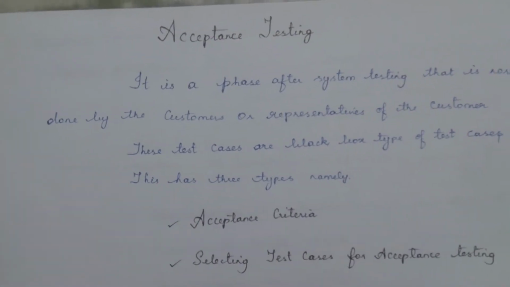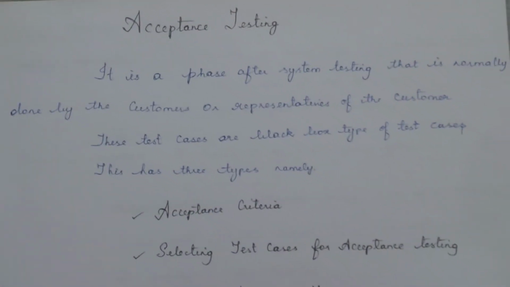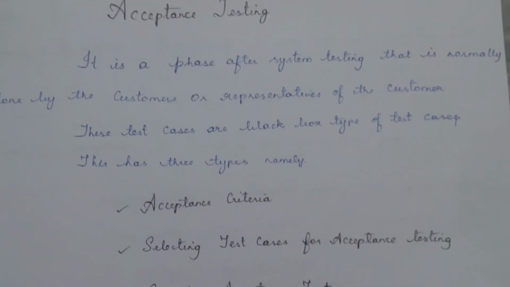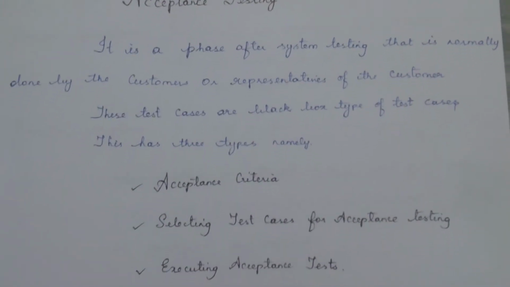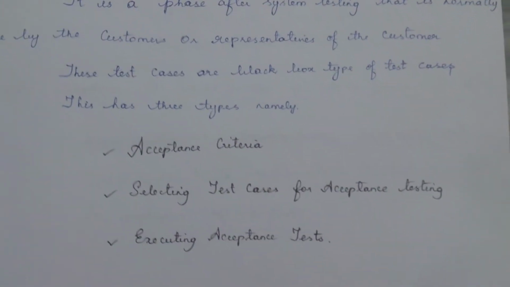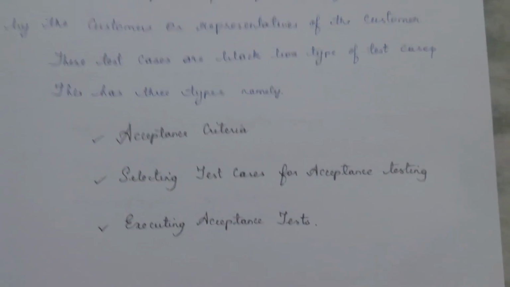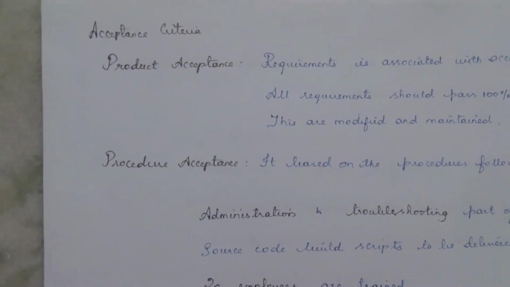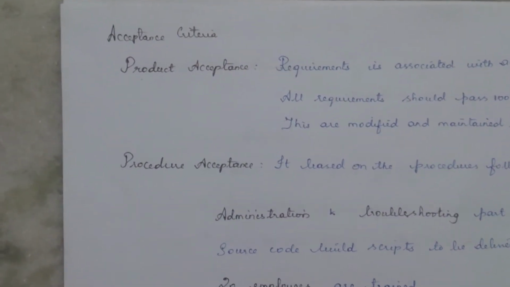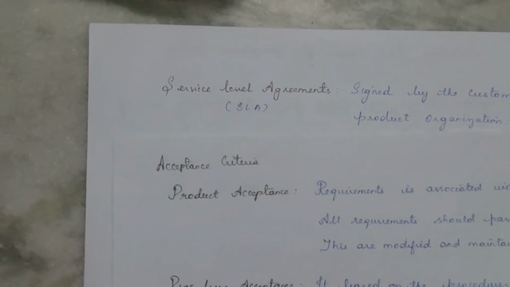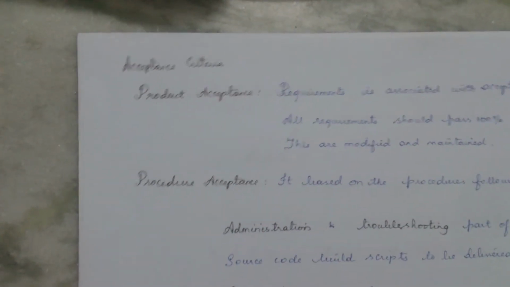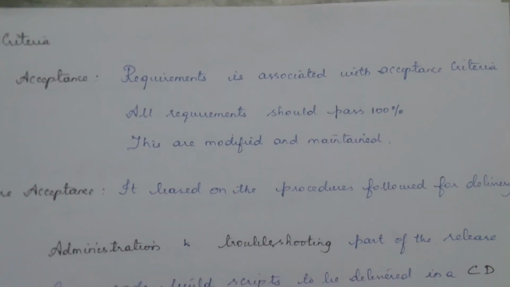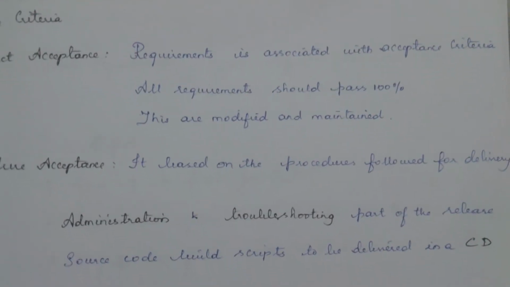So the next one is acceptance testing. It is a phase after system testing that is normally done by the customers or representatives of the customer. These test cases are black box type of tests. It has three parts, namely acceptance criteria, selecting test cases for acceptance testing, and executing acceptance tests. Acceptance criteria are of three kinds, which are known as product acceptance, procedure acceptance, and service level agreements. Product acceptance: requirements are associated with acceptance criteria. All requirements should pass 100%. These are modified and maintained.